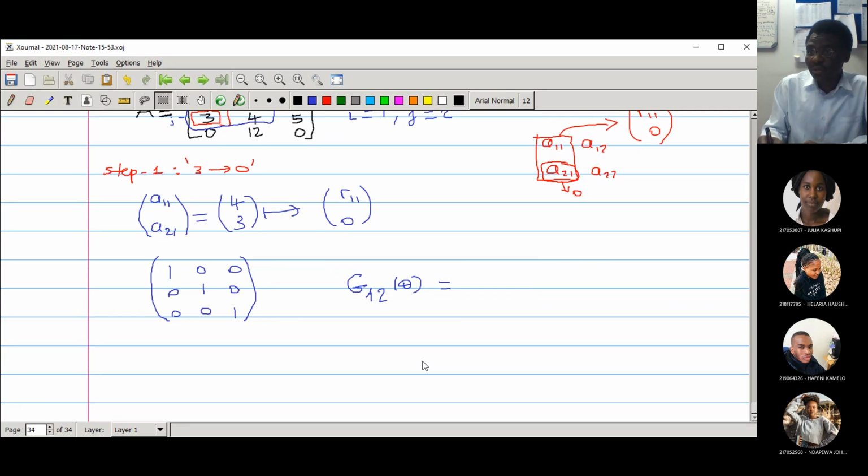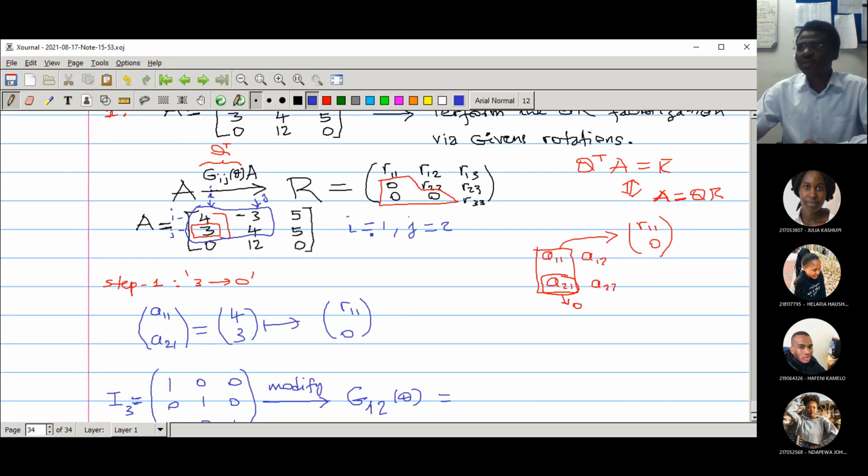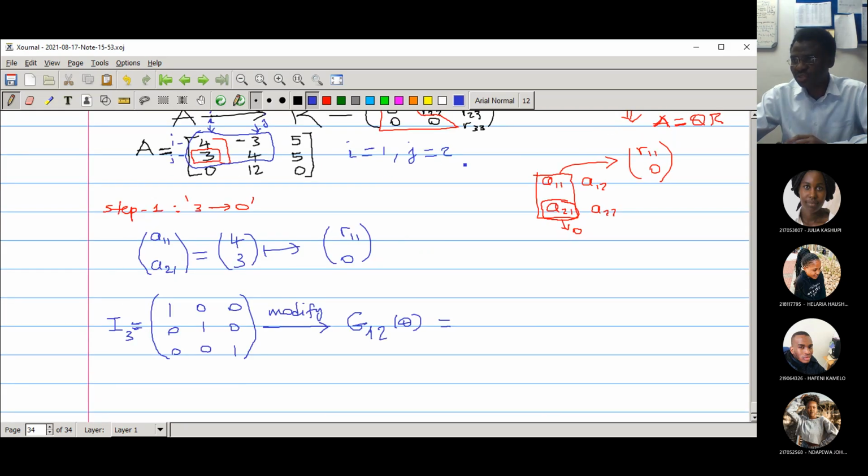So we start with I3, the 3 by 3 identity matrix. We modify this identity matrix. And how do we modify it? We use I to be the row, and J to be the column. We use both as rows and columns. So I is 1, J is 2.